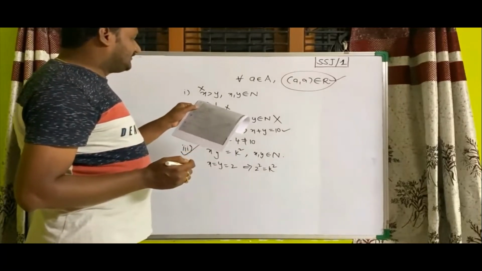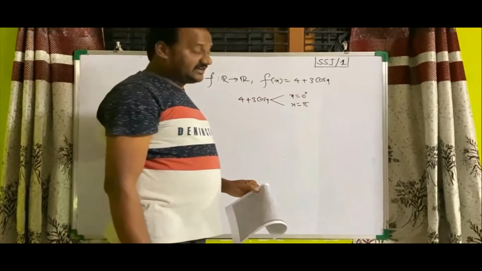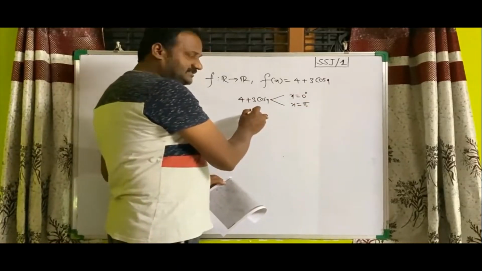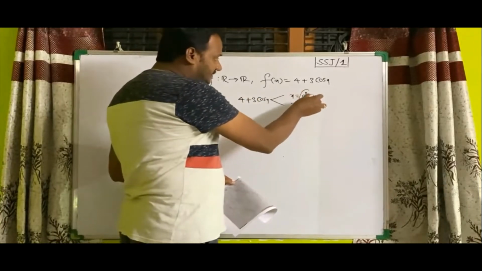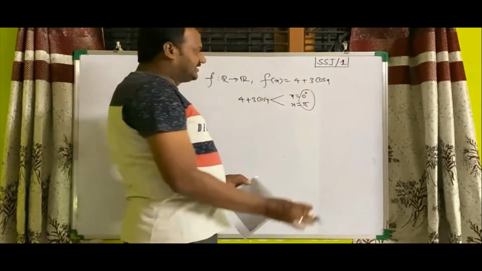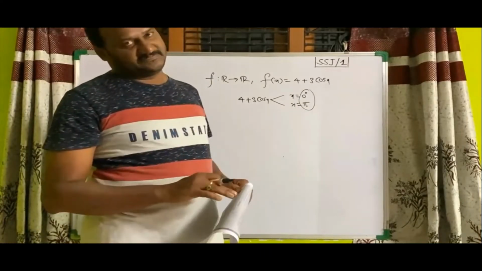So the answer for the first one is going to be maps with two different elements. It means one element is the image for two different pre-images. So with the help of this we can understand that it is not a one-to-one function.